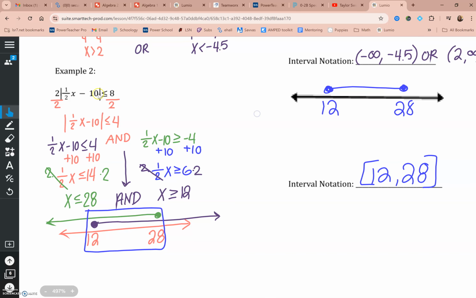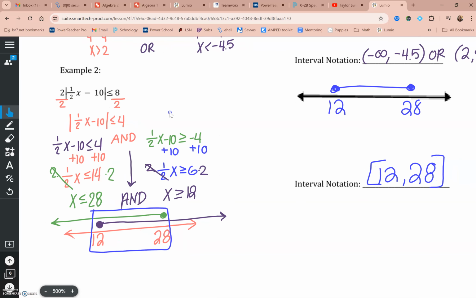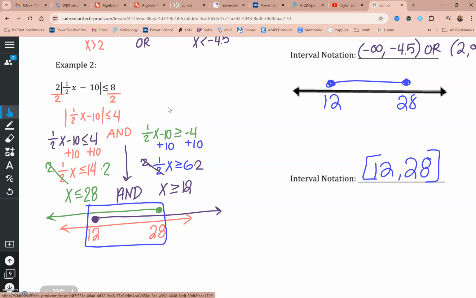All right, so moving down, this is an example of when the absolute value bars aren't alone at the beginning of the problem. If they aren't alone at the beginning of the problem, we have to get them alone. So since here the 2 is being multiplied, we had to divide by 2. That got us the absolute value of one half x minus 10, less than or equal to 4. Now that we have this, we can figure out if it's and or or, and then break it up. Since it's less than, it's an and, so we're going to solve both and then find the overlap.